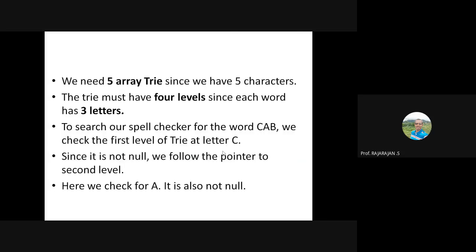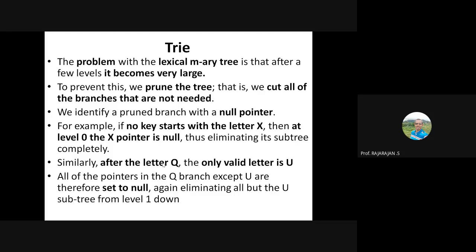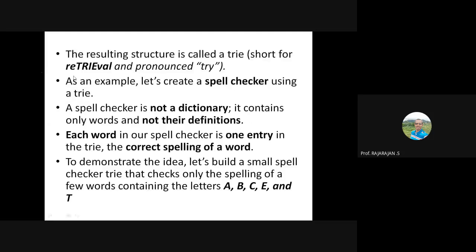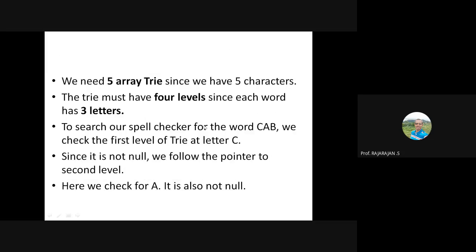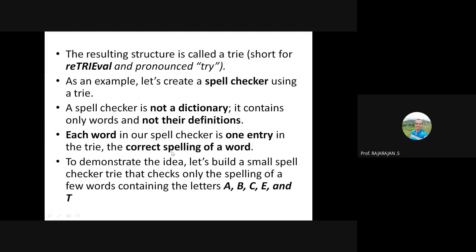This particular idea is what is elaborated in the slides, and trie is actually a short form of retrieval. So retrieval is what is shortly called a trie. The implementation we saw was for a spell checker, meant for checking whether a given word has correct spelling according to the trie structure. To demonstrate this idea, we have used these alphabets. Our example was not for all the alphabets, we just used A, B, C, E, T. So it was a small tree.